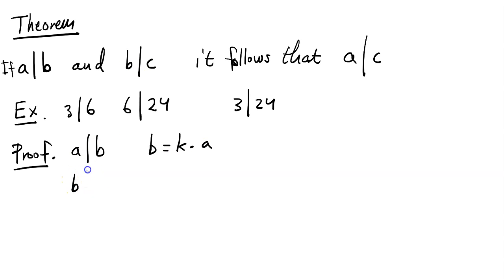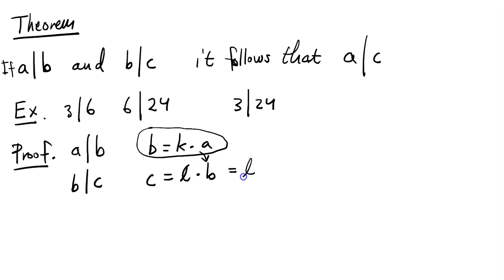And we also assume that b divides c. That means that there exists another integer, l, such that l times b equals c. So this means the same thing per definition, and this is the definition of that one. Okay, so we have this one. Now we want to prove that a divides c. Okay, but then from here we can exchange this expression. We can substitute it here. So we replace b with this, and then we get this.